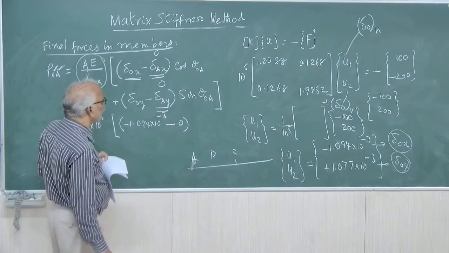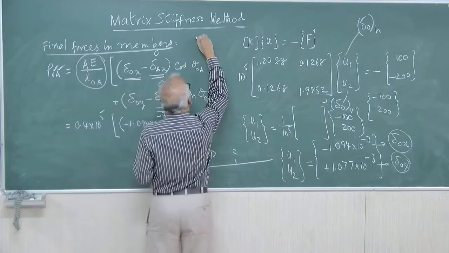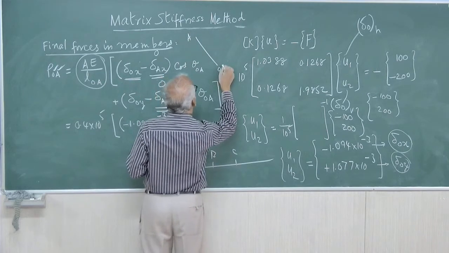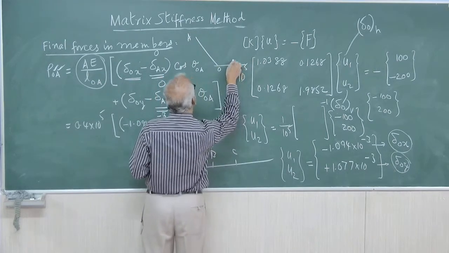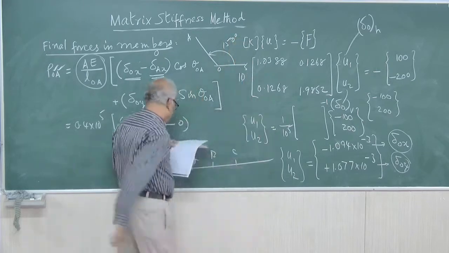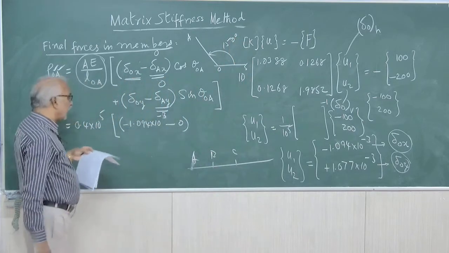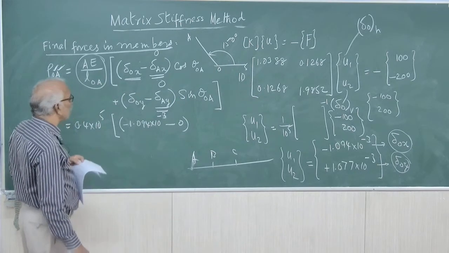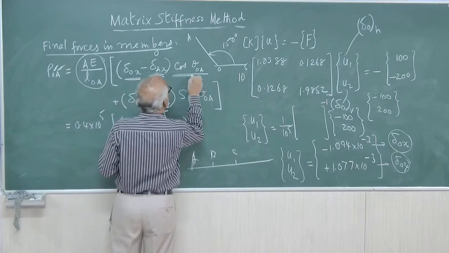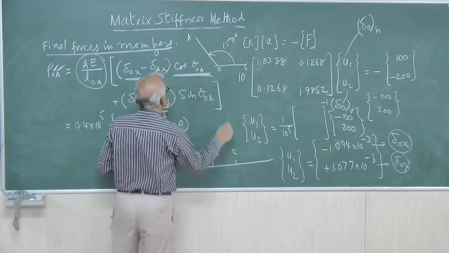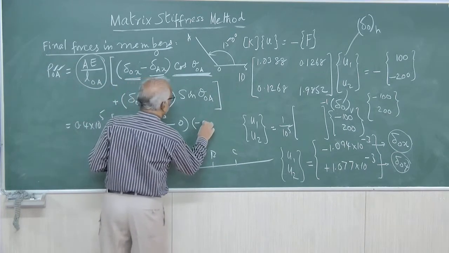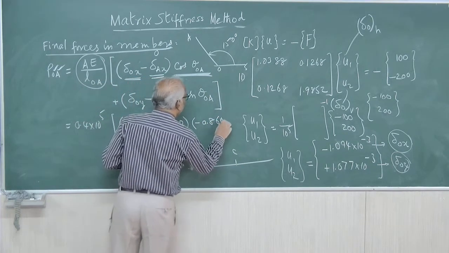and theta OA, this is member OA, this is A, this is O. From the x-axis, this value we already have, 150 degrees. And not only 150 degrees, cos theta OA is also in the tabulation, that value equals minus 0.866. So these values you have to take from the table.